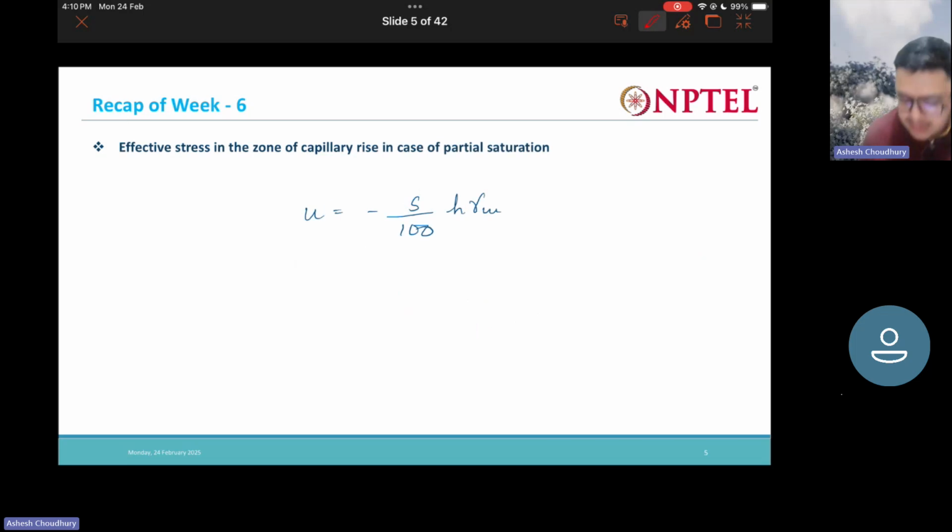In case of partial saturation, if the soil after capillary rise is not completely saturated, then the pore water pressure U is given by this, where S is the percentage saturation of the soil. In that part, it is S by 100, H into gamma W.